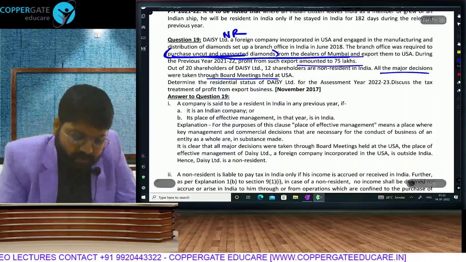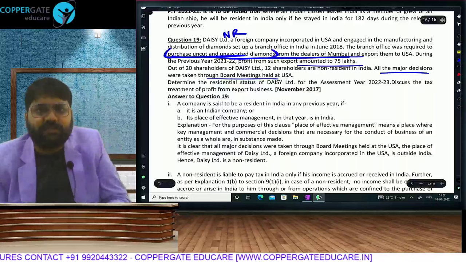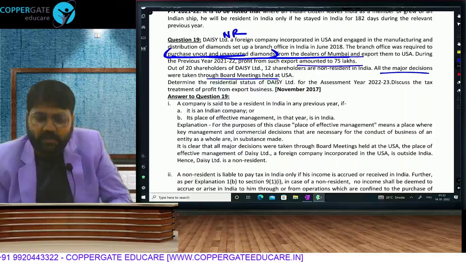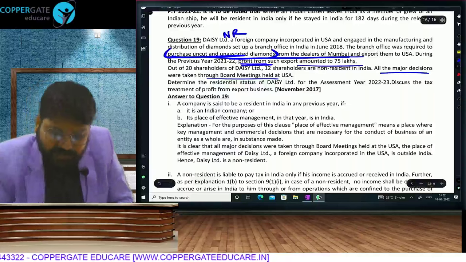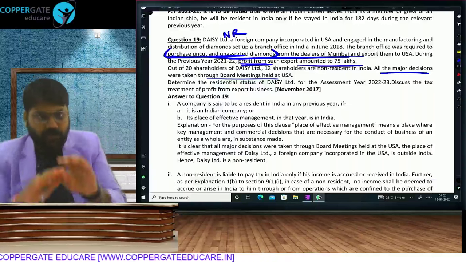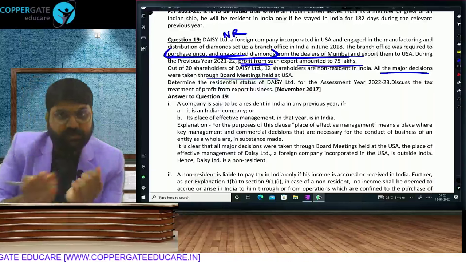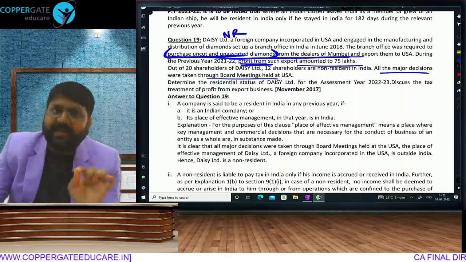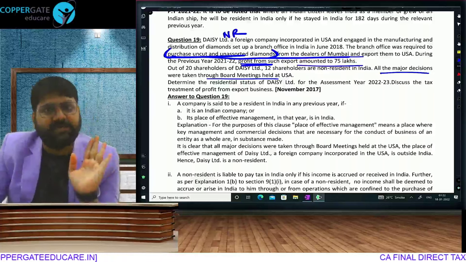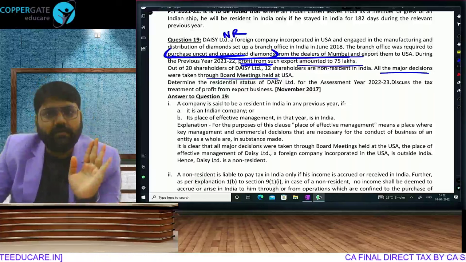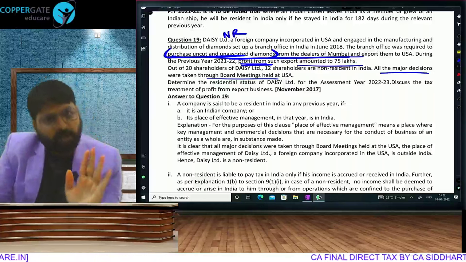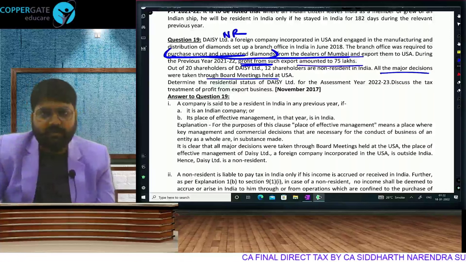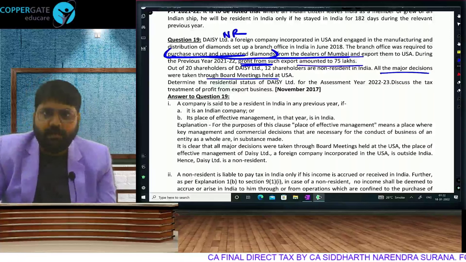So first they told us that the office is opened only for purchases. If they tell us only this much, can I say there will be no taxable income in India? But later they tell us that there is some profit. So there is some confusing thing written in the question. To be on the safer side, what you can say is, if the activity is restricted to purchasing work, then it will not be taxable. But if it is doing sale activity, then it will be taxable. You can write both answers also to be on the safer side. Absolutely no problem. Are we clear?